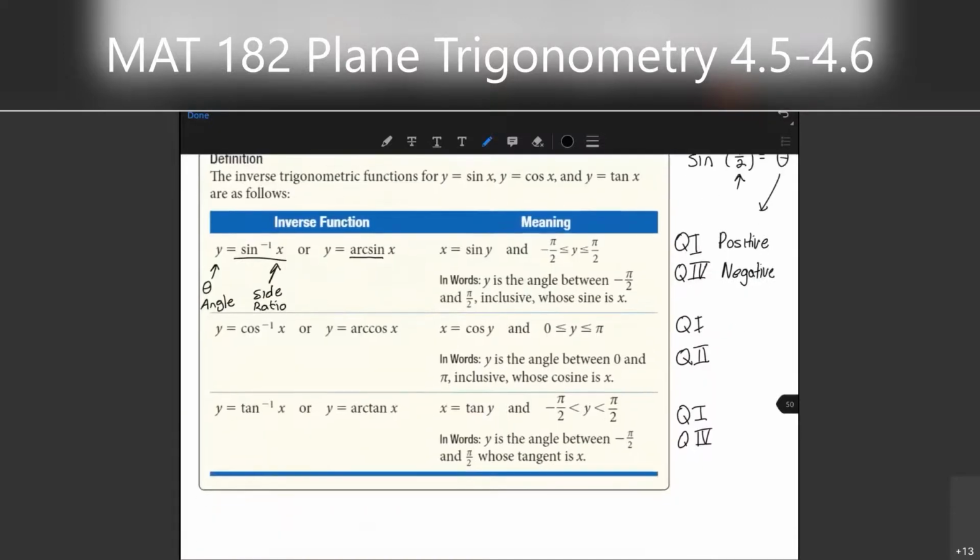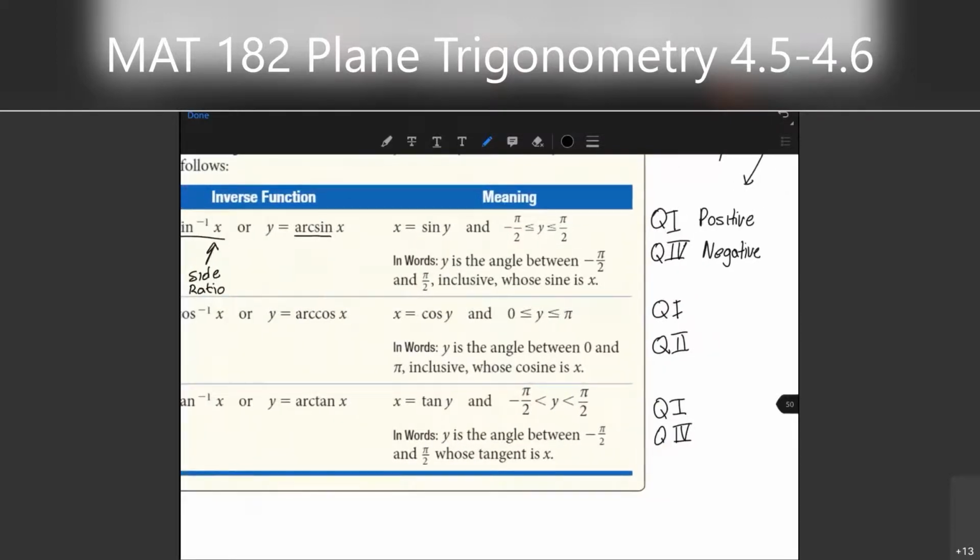So cosine is a little bit different. The cosine inverse ranges from 0 to pi, so therefore the solutions are going to be in the first and second quadrant. Positive ratios will be in the first quadrant. Negative results will be in the second quadrant because cosine is negative in the second quadrant.